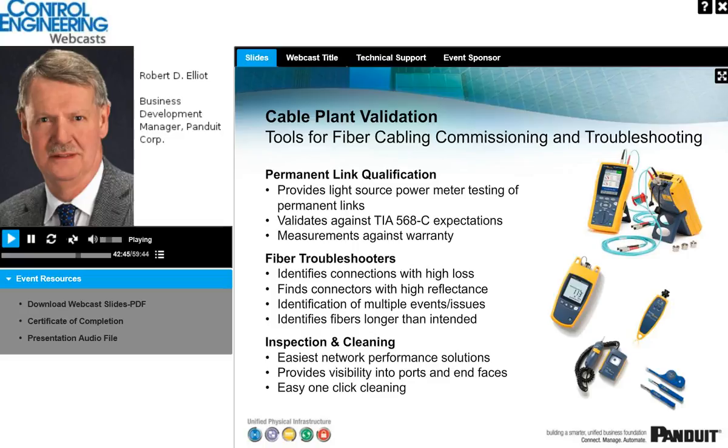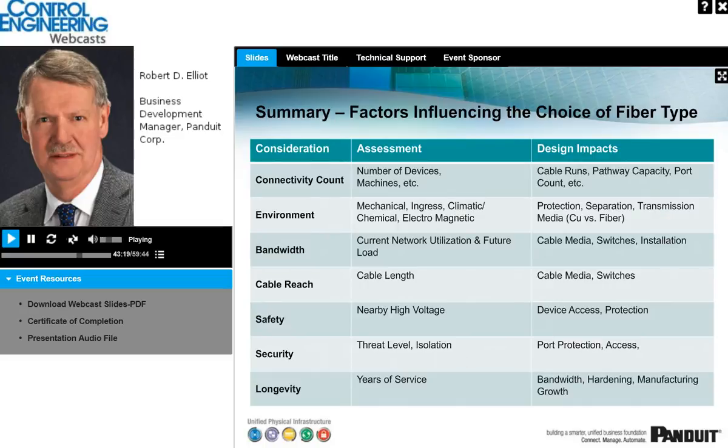Having installed the optical fiber, now comes the point of actually testing it. There are test sets to allow you to test that installed permanent link. It validates the performance against the standards and requirements outlined and given in TIA 568. It will allow you to identify connections with a high loss, for example, if the termination had been made poorly. And it finds connectors with high reflectance or reflectivity levels.